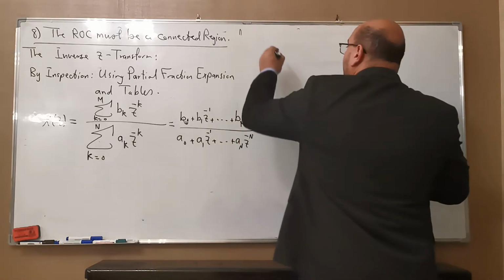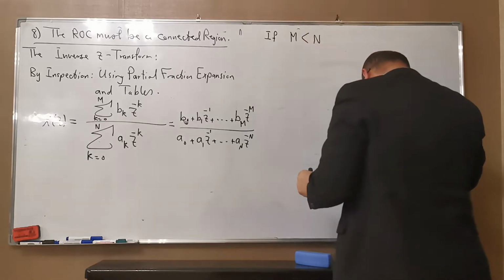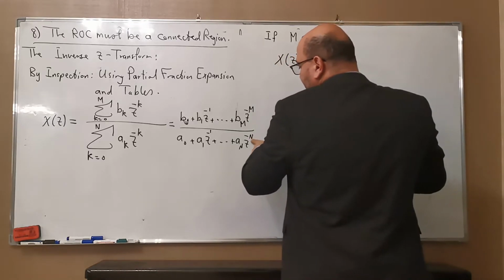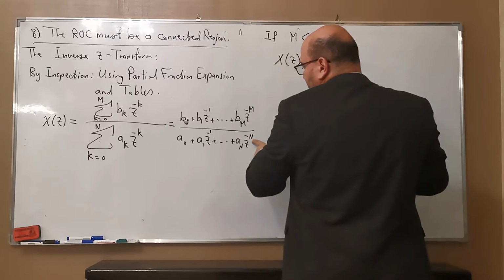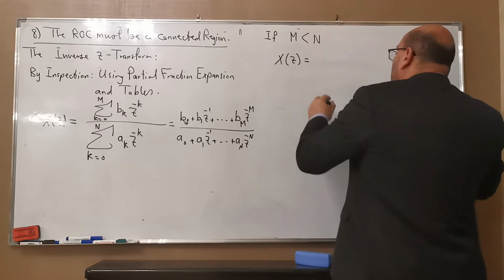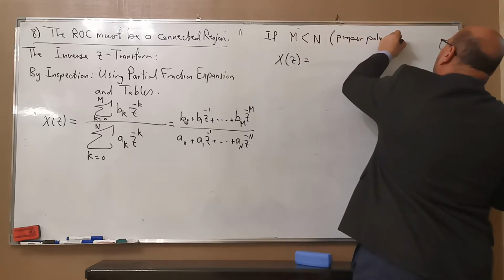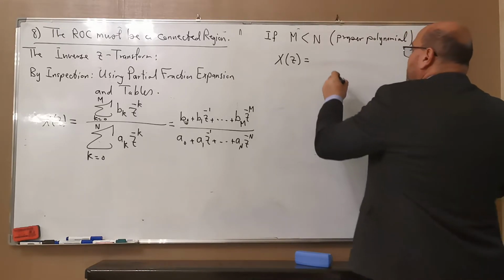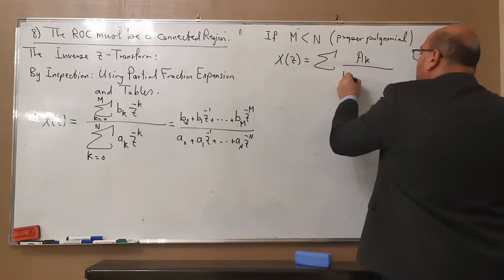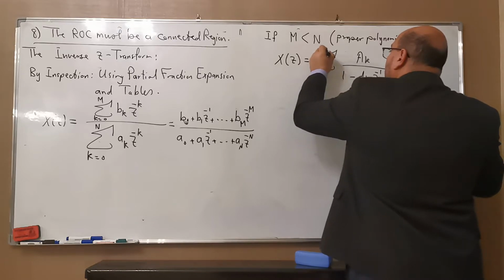Now we have 2 cases. The first case, if M is less than N, so we can say that X(z) has a polynomial in the denominator whose order is higher than M. So this is a proper polynomial, and this can be done by partial fraction expansion, 1 minus d sub k z inverse for k equals 1 up to N.